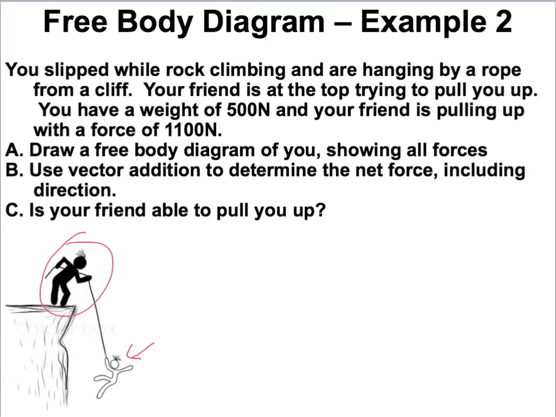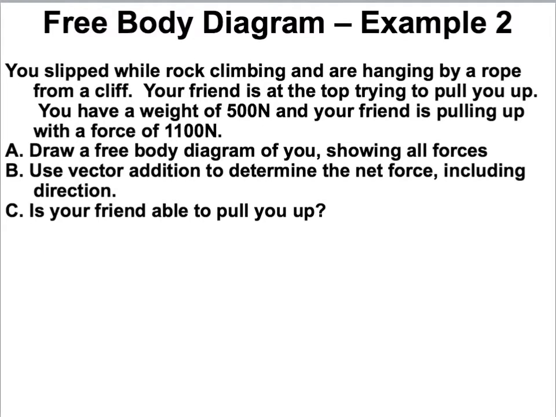So it's asking us to do a lot of things now. Draw a free body diagram of you showing all forces. Use vector addition to determine the net force, including direction. And it asks if your friend is able to pull you up. Now, a lot of the examples that we'll have now, free body diagrams or the twist, we're not going to be working with a picture. So I'd like to get rid of that picture.